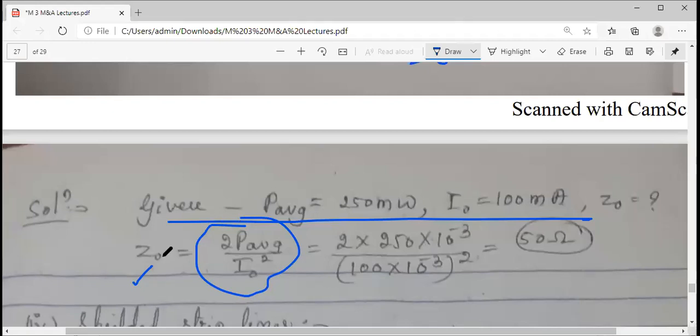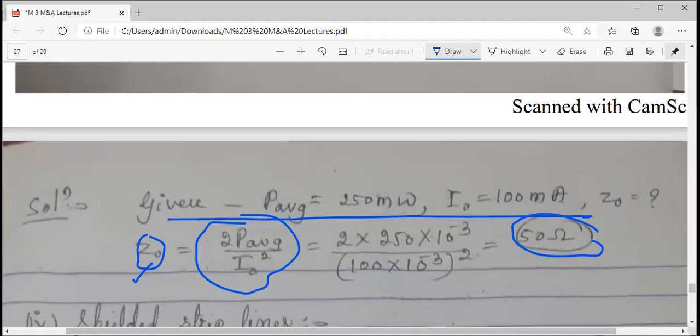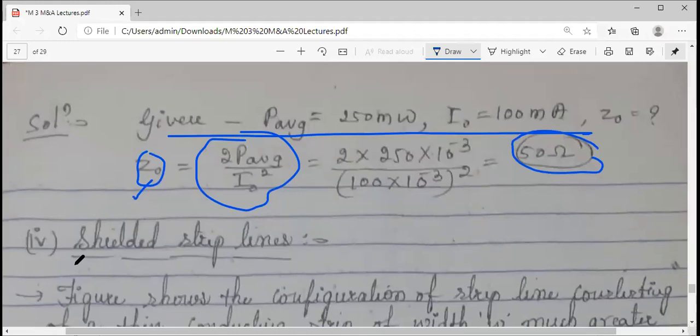Okay, this is for coplanar lines. So the answer you get is 50. Initially, when I dealt with microstrip lines, I gave you the range of these characteristic impedances for a few of these lines. Generally the range is between 50 to 150. So whatever answer you get, you can verify whether it is right or not. It should not cross beyond this. This is about the coplanar lines, just the structural details we have seen, and the Z naught.